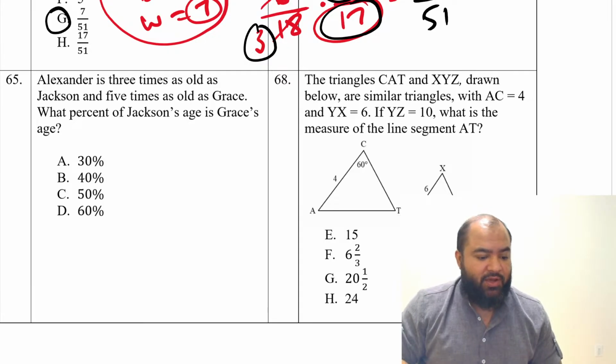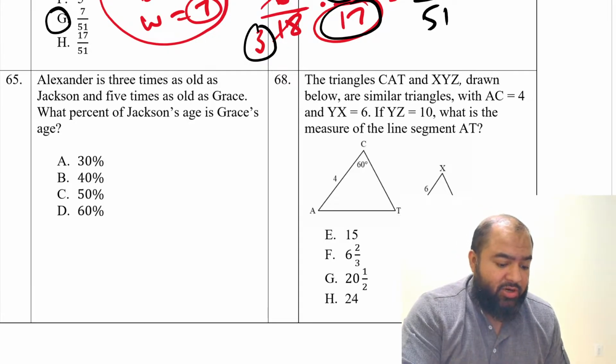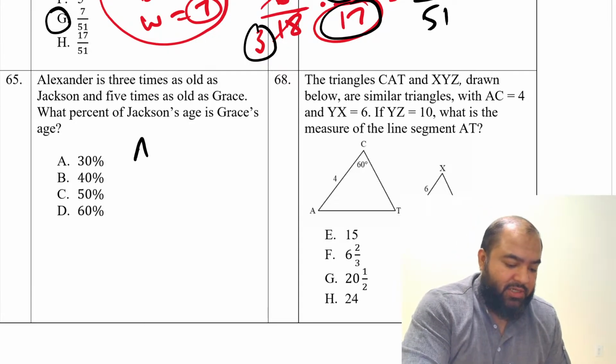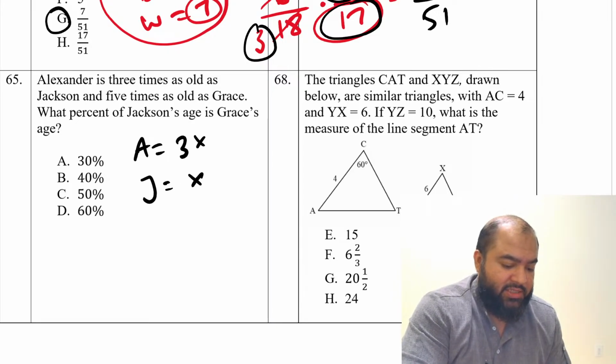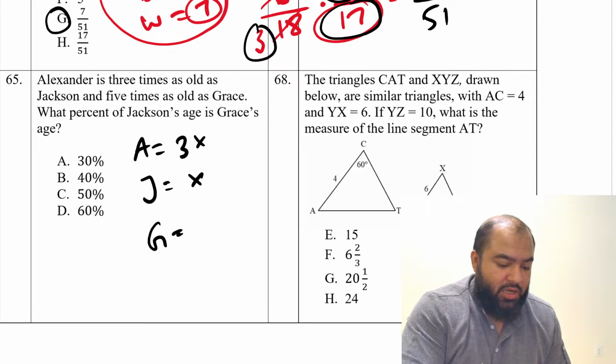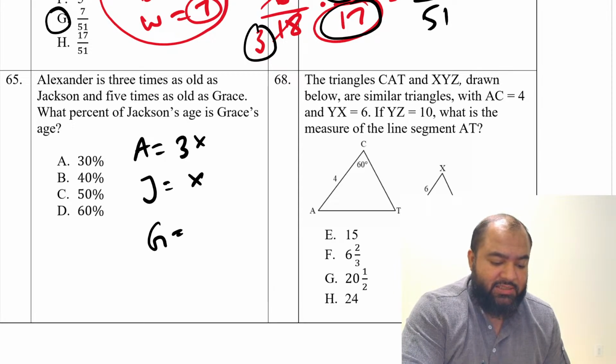Okay, let me try 65. So Alexandra is 3 times as old as Jackson. So Jackson is, let's say, x, and Alexandra is 3 times x. And Alexandra is 5 times as old as Grace. Now Grace, now what percent of Jackson's age is Grace's age?